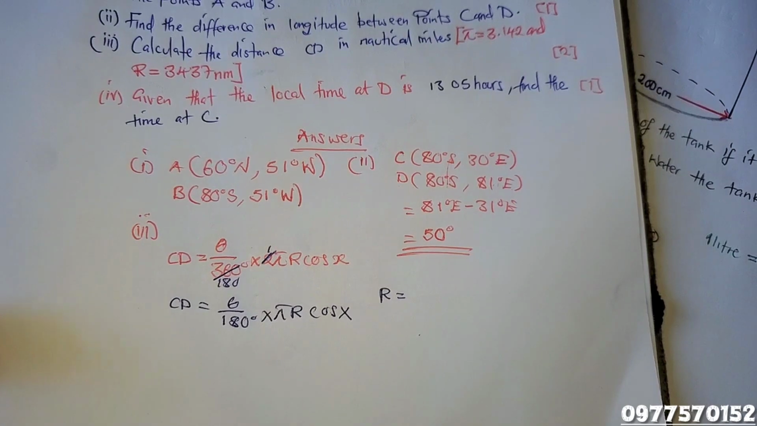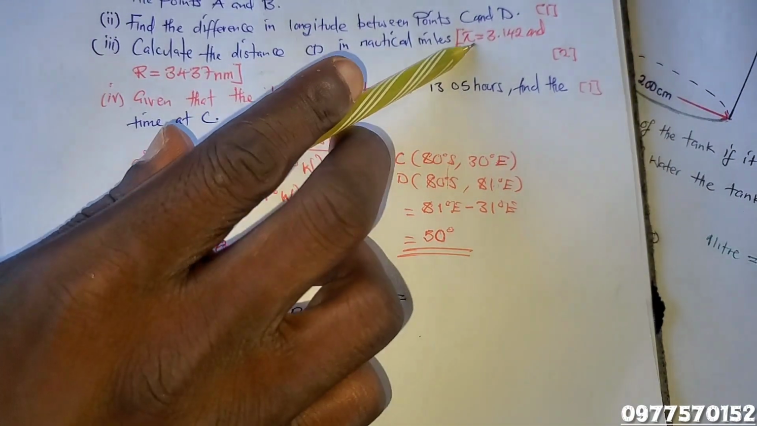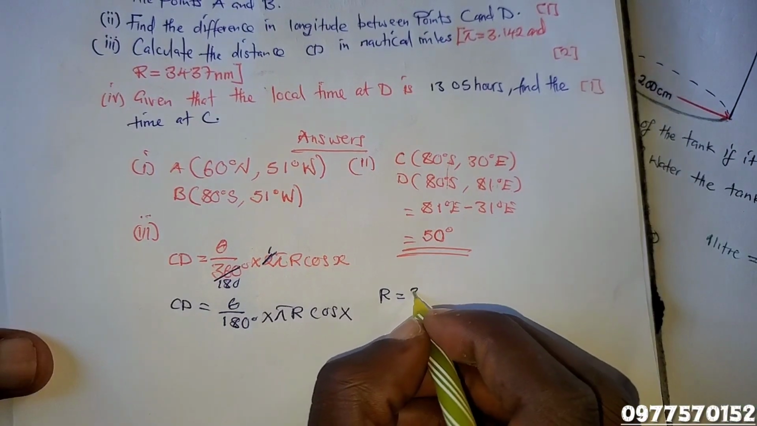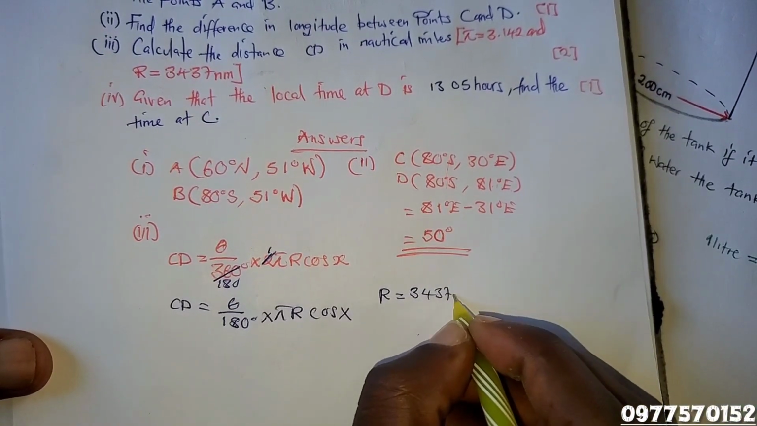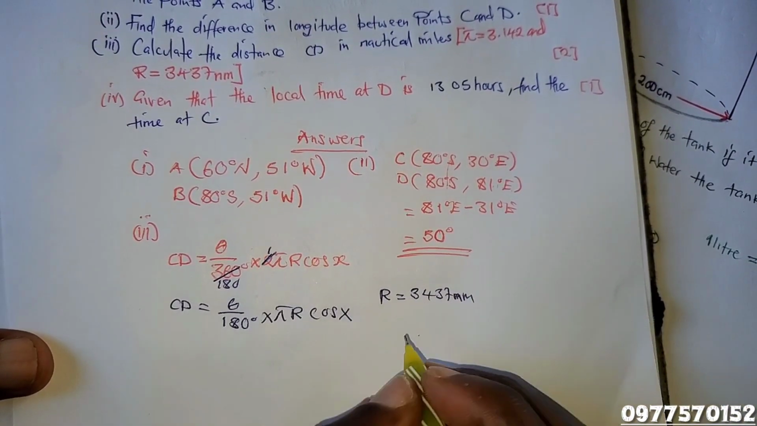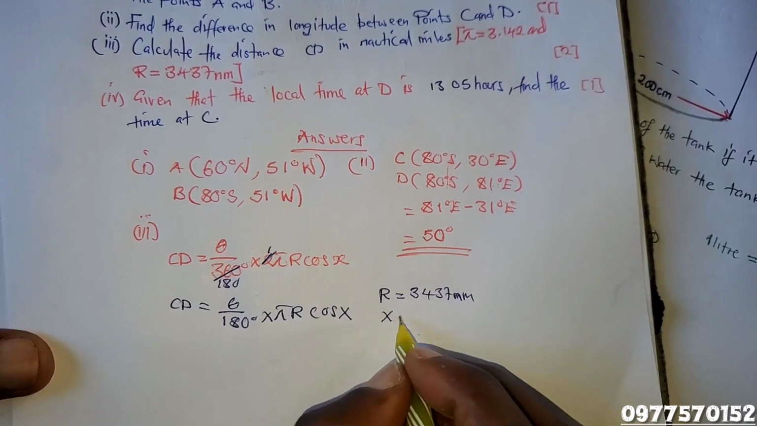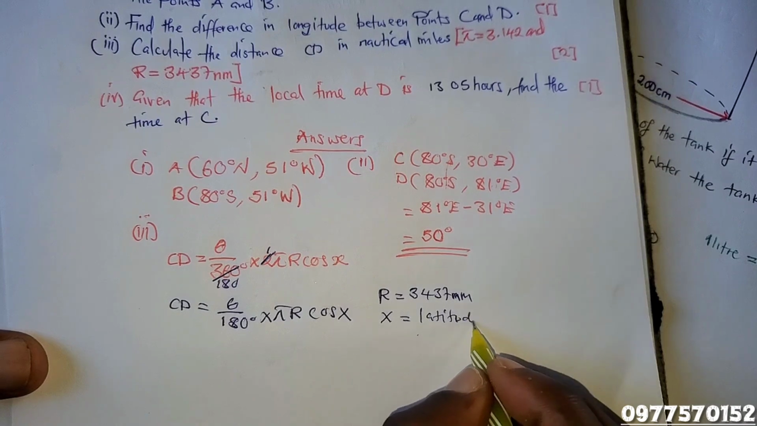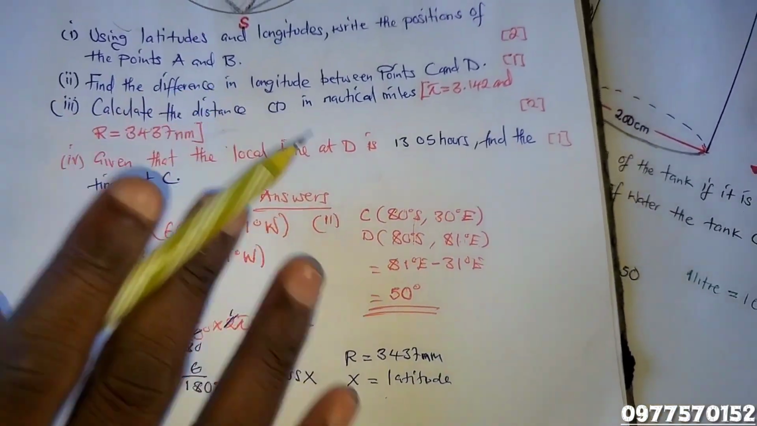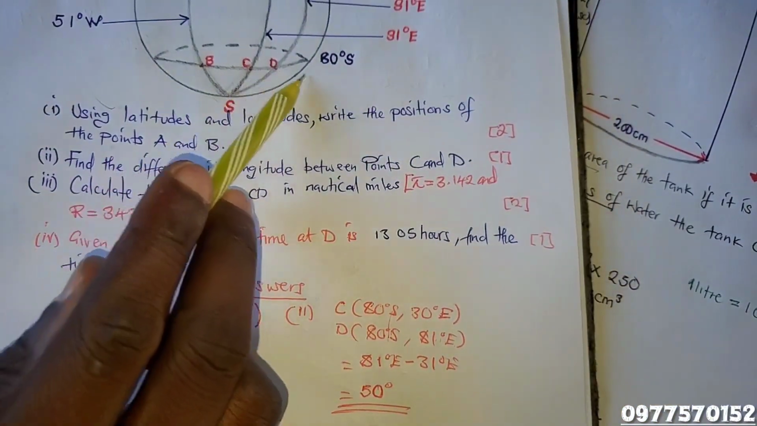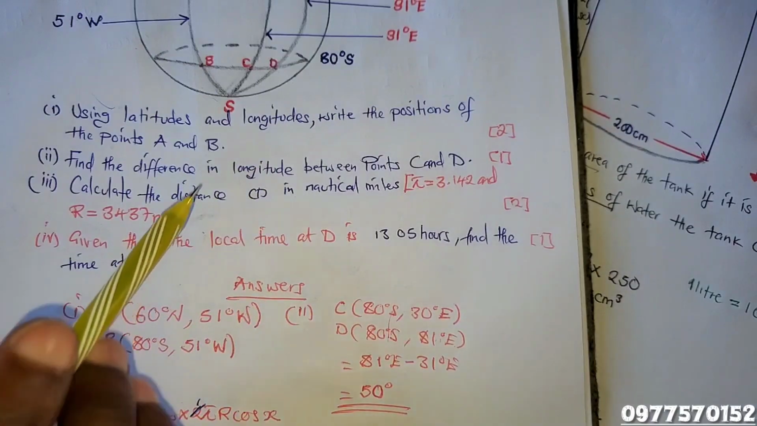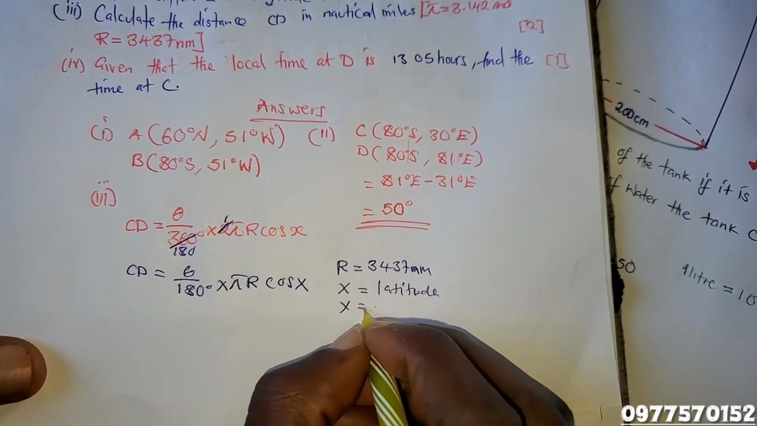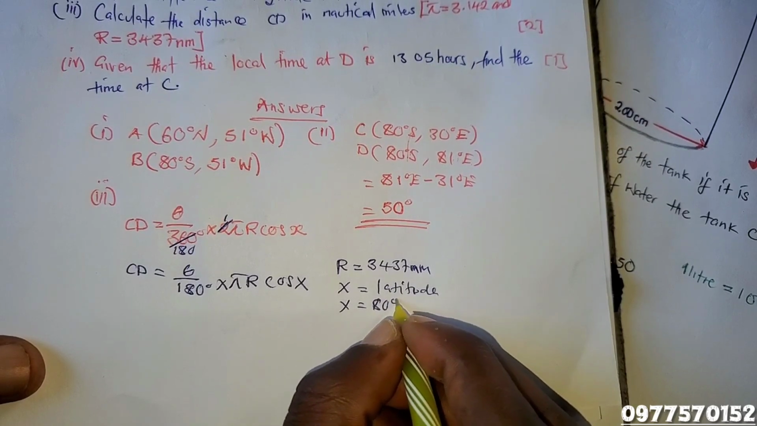R is the radius of the earth. Since here we are told that it is 3437 in nautical miles, we're going to write 3437 nautical miles. Then x is the latitude in which the 2 points are. When you look at it, C and D are on latitude 80 degrees south. So x is 80 degrees.